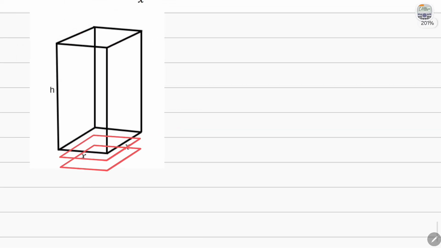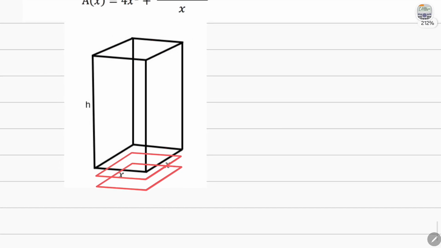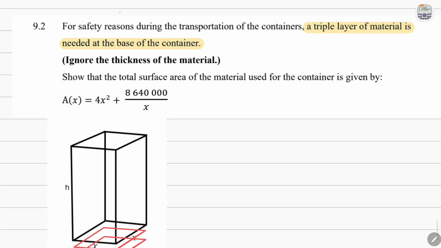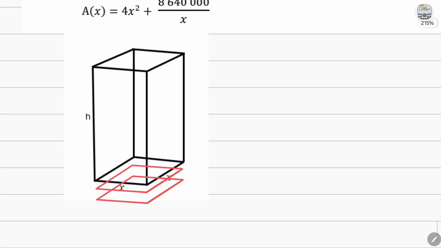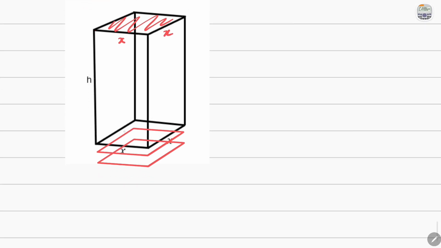Now, I don't really know what material they're using. Maybe they're painting it? But if we're adding some sort of material around this object, and they're telling us to show that the surface area is this, we're just trying to find the surface area of this entire shape. So let's look at the areas that will be covered. We're going to cover the top, which looks exactly like the bottom. It's also just x by x. We're going to cover the bottom, so it's that first base, and then the 2 other bases as well.